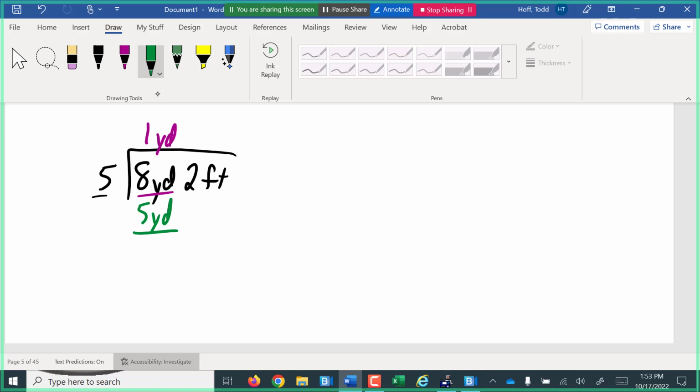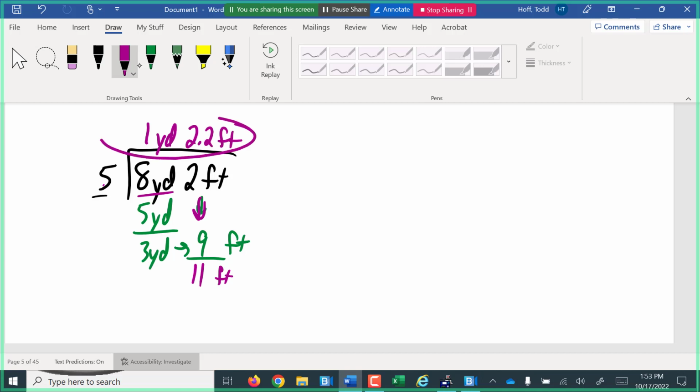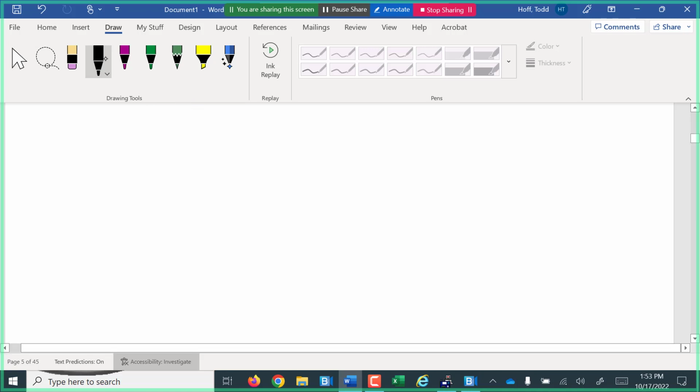5 yards. 8 yards minus 5 gives us 3 yards. Before I can bring down the 2 feet, the 3 yards has to become how many feet? 9 feet. Bring down the 2 feet with the 9 feet to make 11 feet. 11 divided by 5 is 2.2 feet. I won't make you do rods and yards for division.